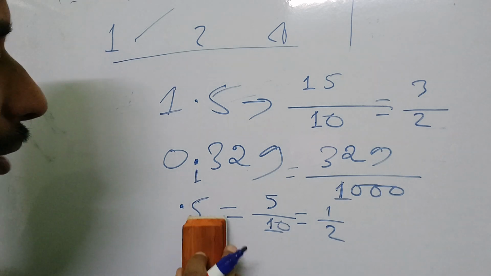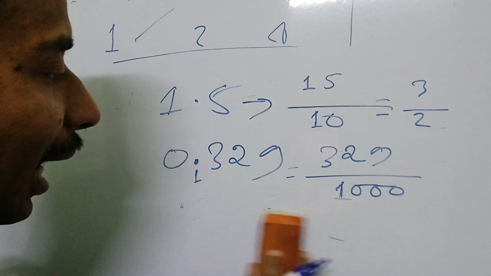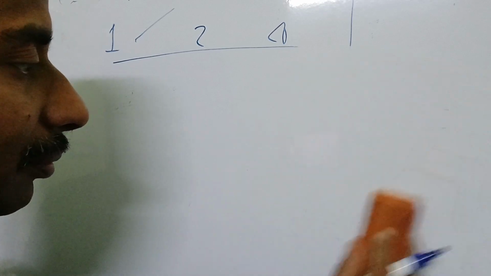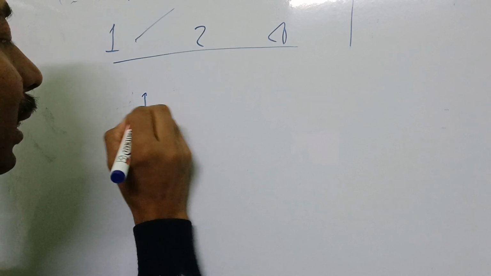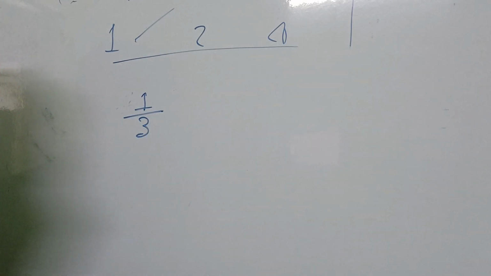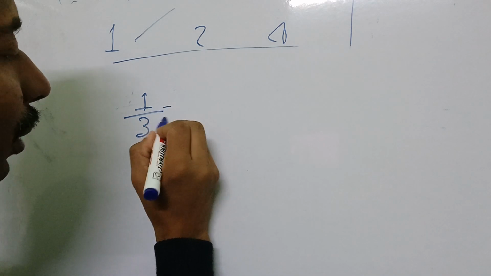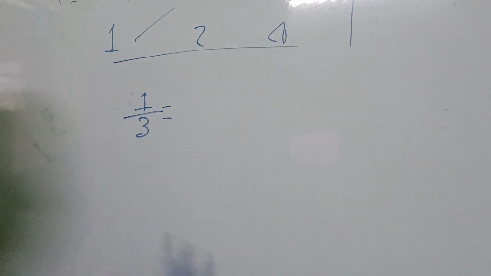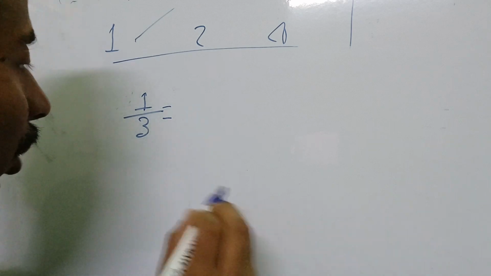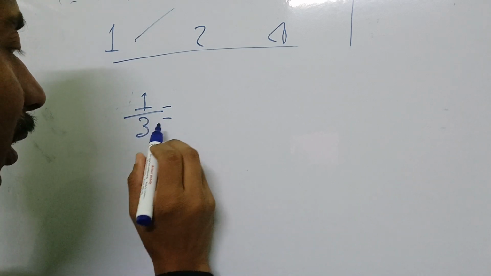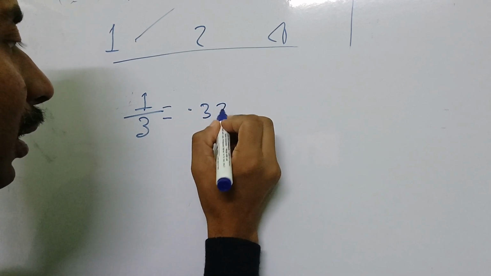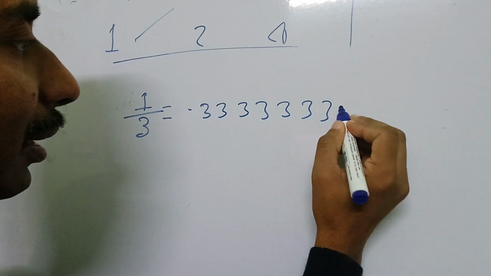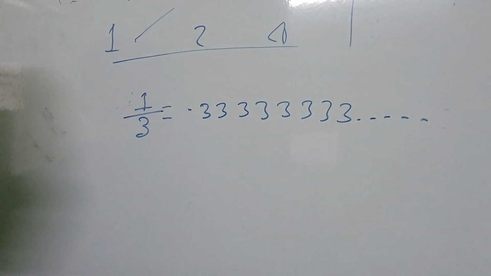Now, another thing: 1 by 3. When we try to convert it to decimal points, then what becomes? 0.3333333. It's a never-ending process.